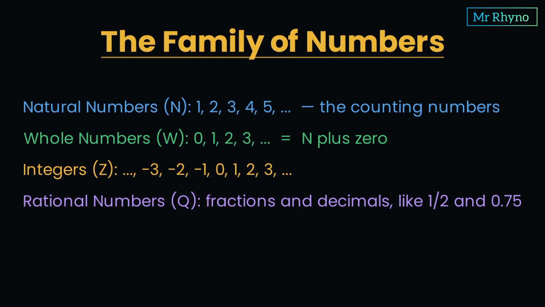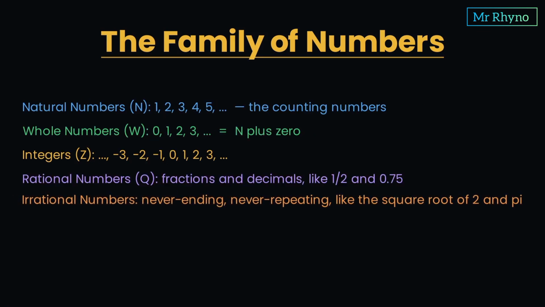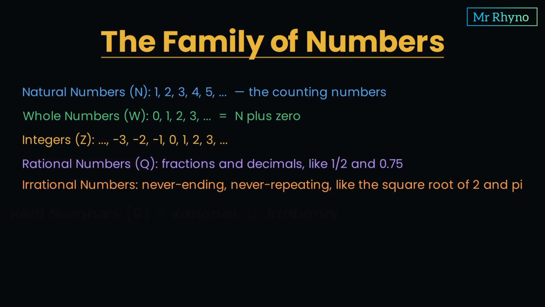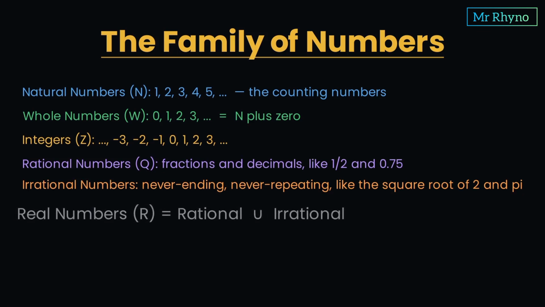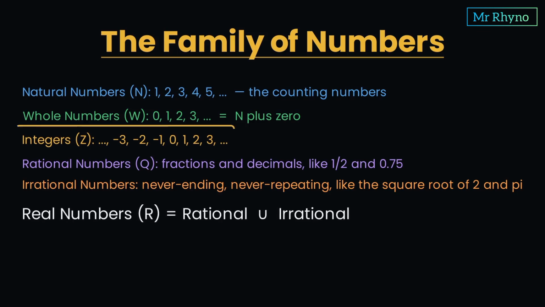Add fractions and decimals, and you get the rational numbers. Some numbers can never be written as a fraction, like the square root of 2 or pi. Put rationals and irrationals together, and you get every real number there is. Today, our main character is the integer, so let's meet it properly.